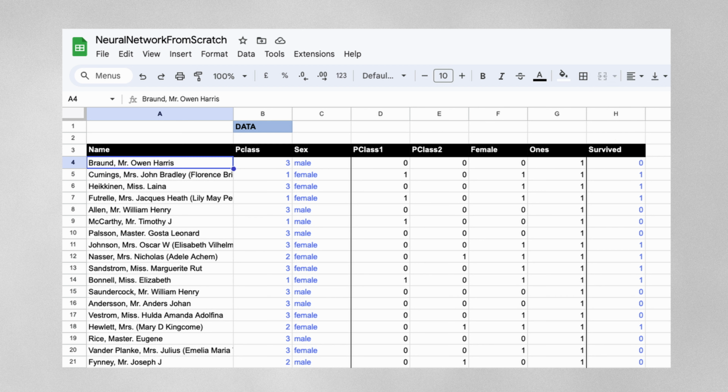We'll use 3 features from this. Passengers on board the Titanic could be first, second, or third class. So P class 1 is 1 if they were first class, P class 2 is 1 if they were second class, and if both are 0, they must have been third class. Likewise, we have the sex of every passenger on board. It was either male or female. Not very inclusive, but it was 1912, so I'll look past it. Again, we can encode this as a number, 1 for female and 0 for male. We also have this column, which is always 1. This acts like the plus c term in the equation of a line.